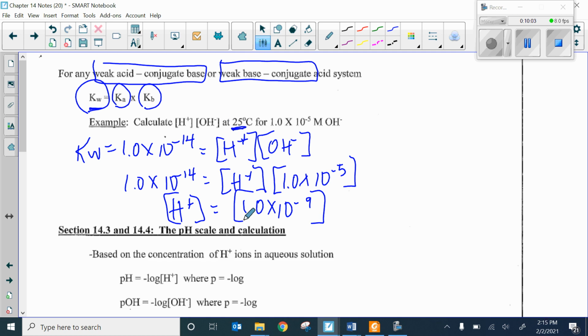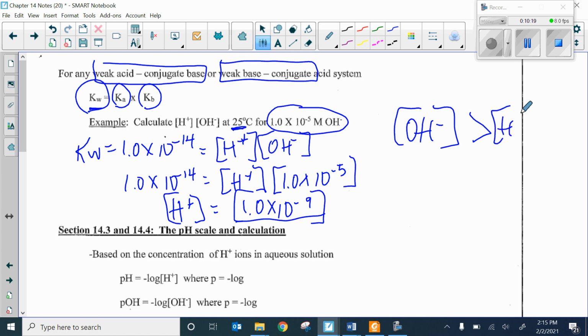And then one last thing that you should take a look at is, here's my hydroxide ion concentration, and here is my hydrogen ion concentration. Comparing those two concentrations, I can see that my hydroxide ion concentration is greater than my hydrogen ion concentration. So that tells me that I have a basic solution. You could also find the pH of that, which we're going to do next, but you don't need to do that if you know and use your Kw constant.